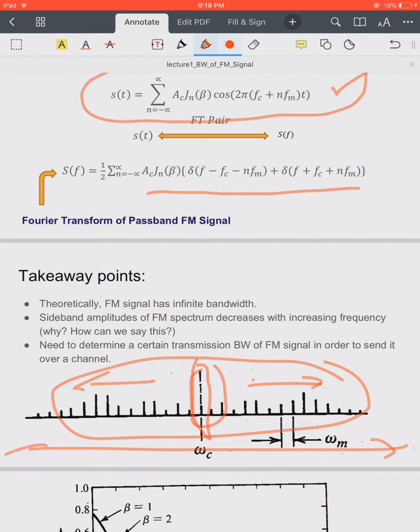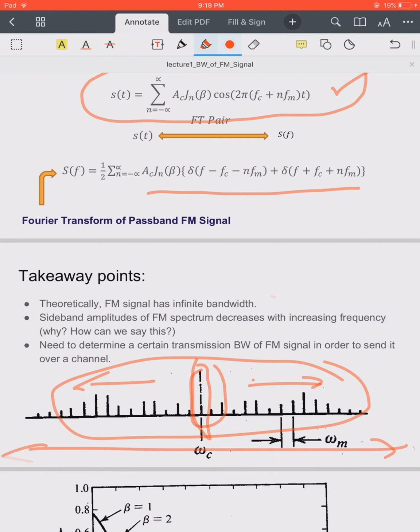But the thing is that when we want to transmit some signal over a channel, we need to know the transmission bandwidth of that signal. Otherwise, how can we choose a channel? We need a certain amount of transmission bandwidth of an FM signal in order to send it over a channel. So now we'll discuss how we can approximate the significant effective bandwidth of this FM signal.